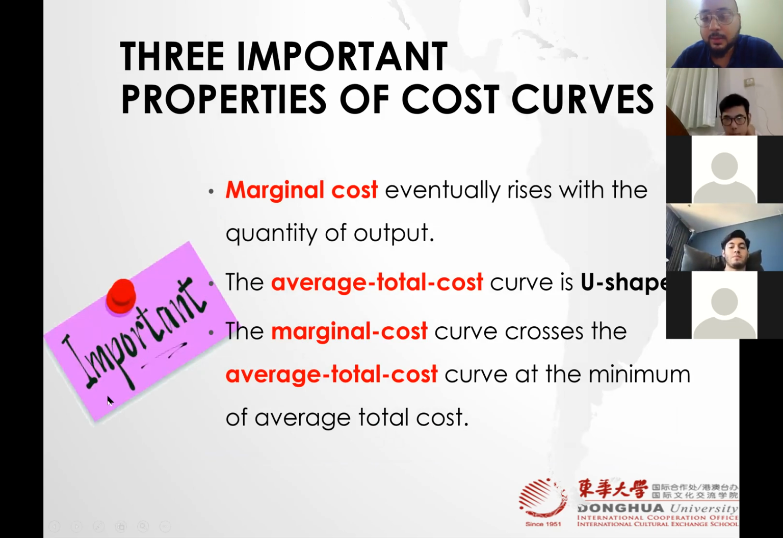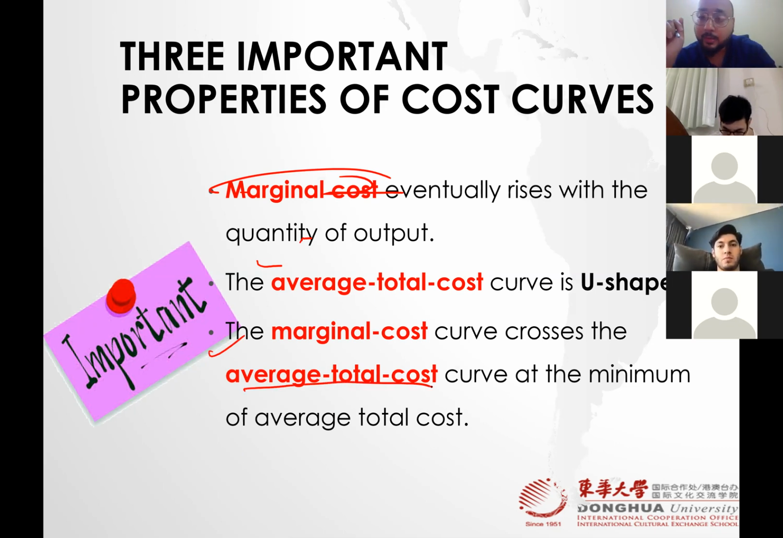So revision, important concepts regarding the behavior of the cost curves. Number one, marginal cost eventually rises. At a very small level of output, marginal cost may decrease, but when you increase the production, marginal cost always rises. Average total cost is a U-shaped curve, we already know that. And the marginal cost crosses the average total cost at its minimum. If your graph shows that marginal cost is not crossing the average total cost at its minimum, it means your graph is wrong, because it is a universally proven phenomenon that marginal cost crosses the average total cost at its bottom, or efficient scale.